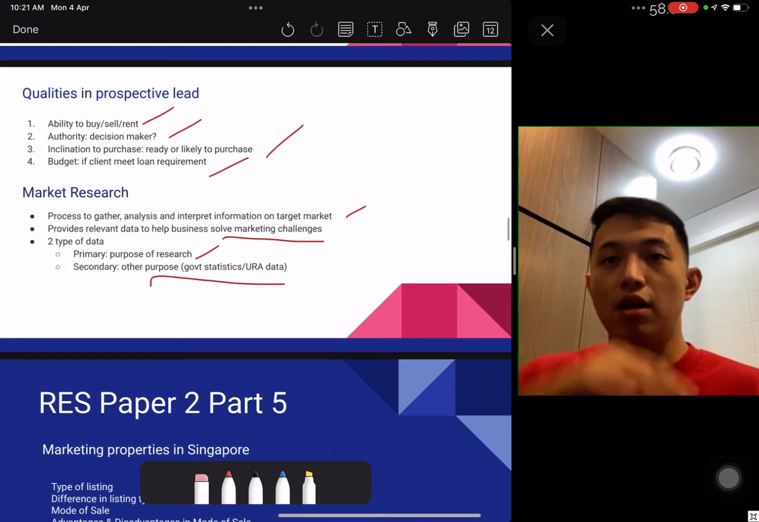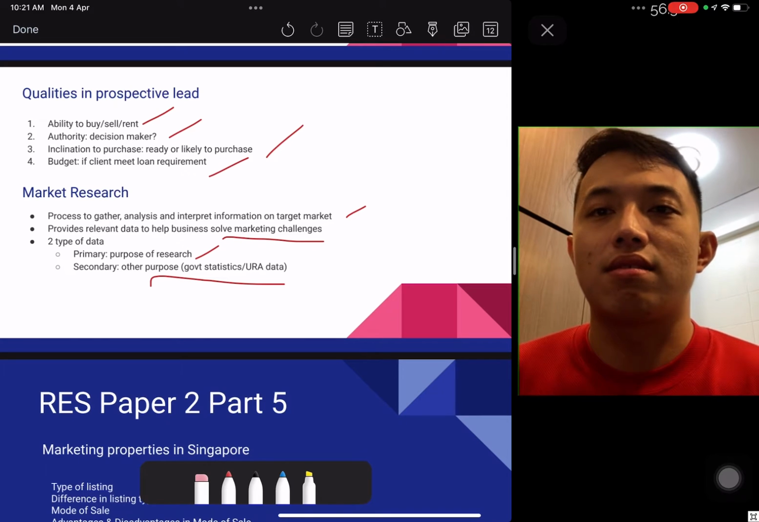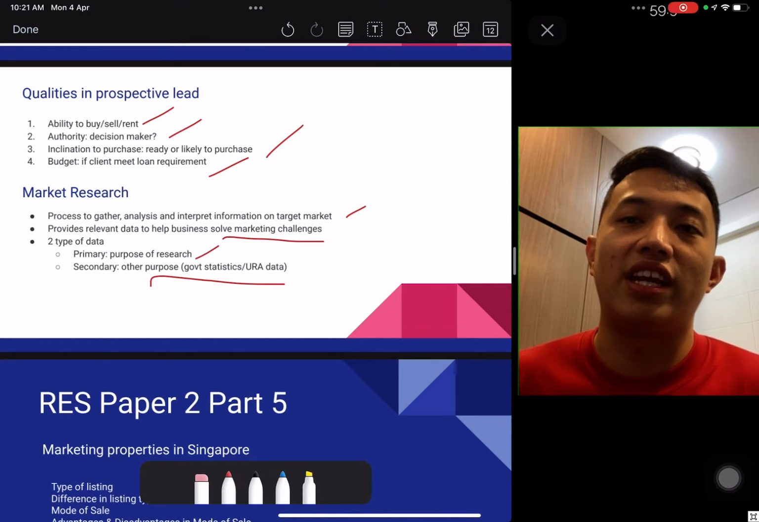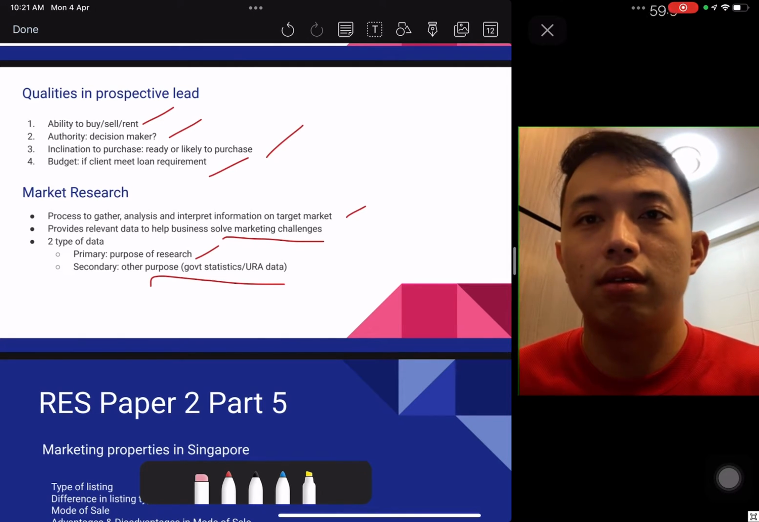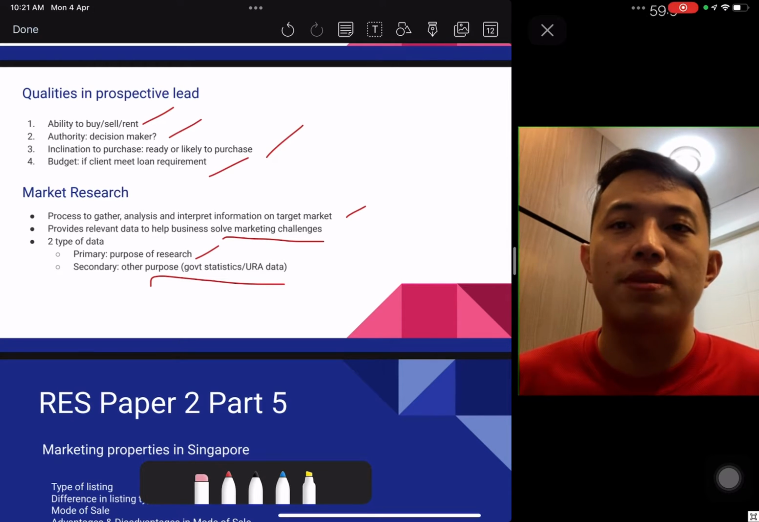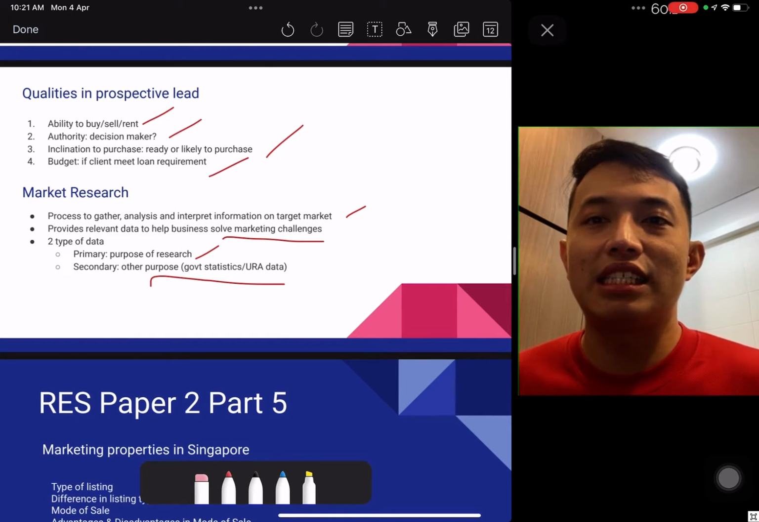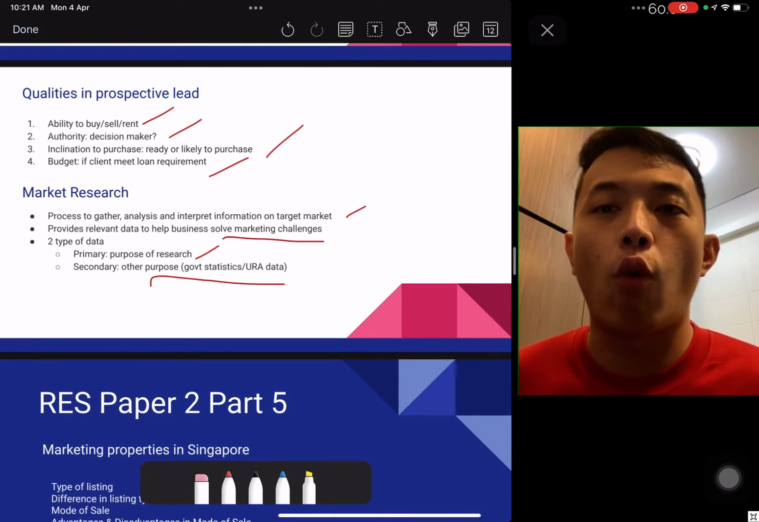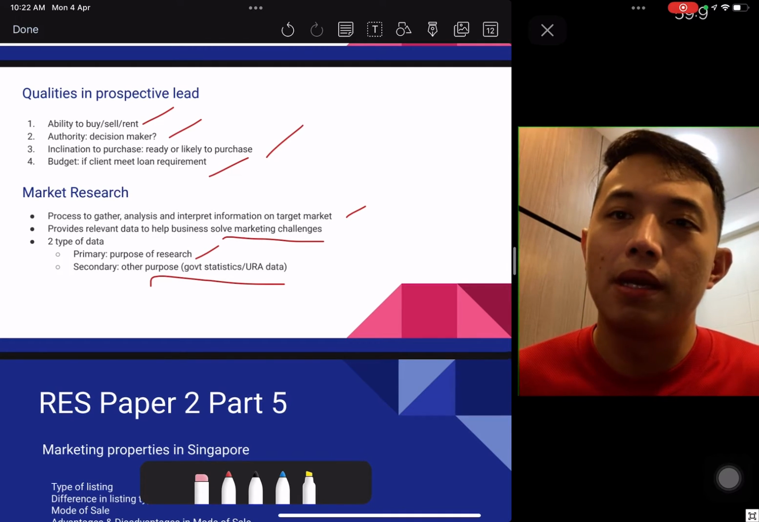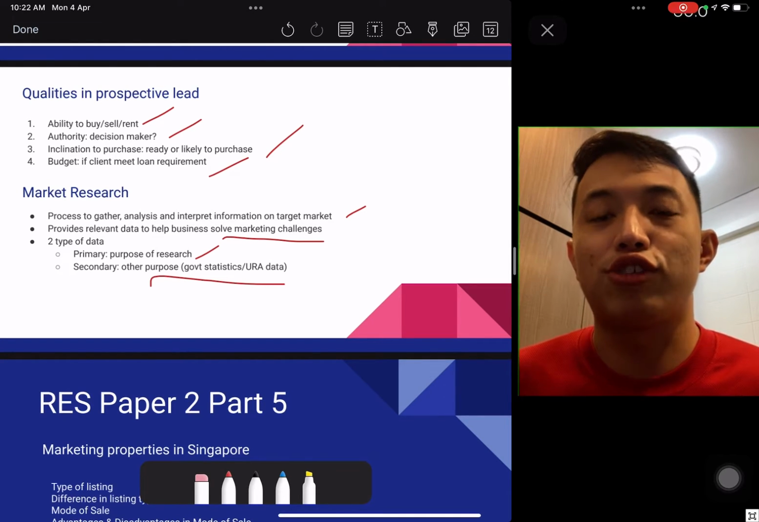Next, the more important one: qualities of prospective leads. How do you know whether the leads are ready to buy or sell? First, the ability to buy, sell, or rent. Second, the authority. Is this person the owner or the POA or anyone with decision power? Is he deciding to buy or not? Third, inclination to purchase. Is this person ready or wanting to purchase, or are they not ready for it, just looking around and taking their time? You must be able to concentrate your focus somewhere.